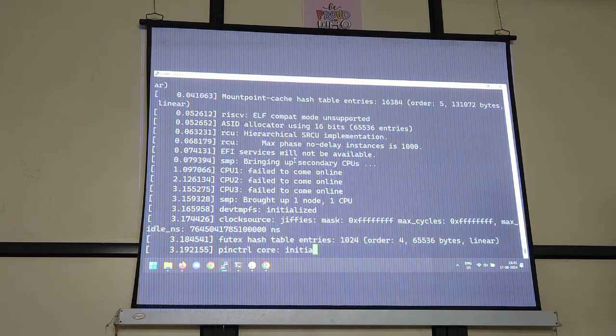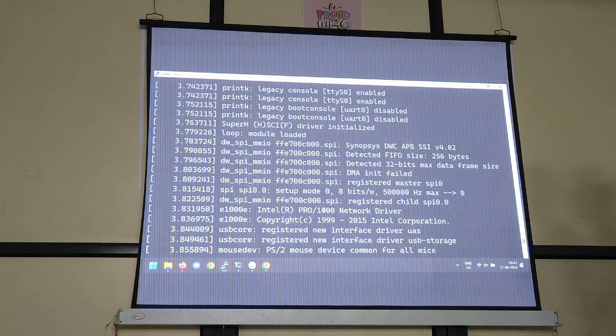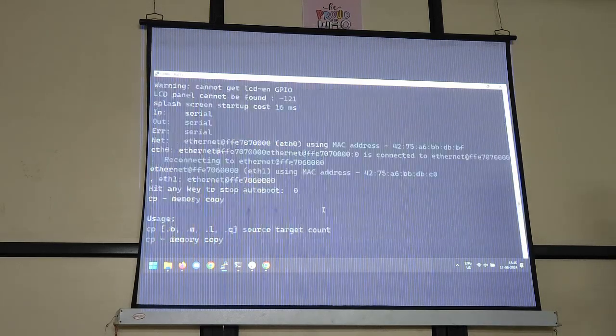What I did here is I powered on my board and it is connected to a UART converter, a USB to RS232 UART converter. It outputs whatever is happening on the serial port of that board. So let's go through the boot flow step by step.